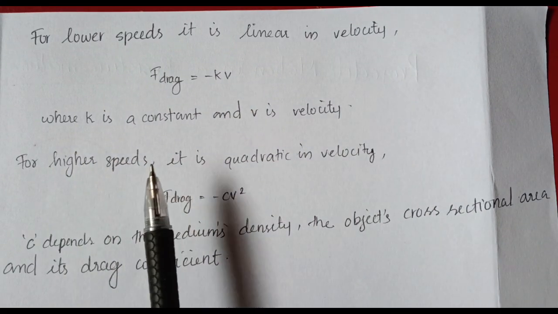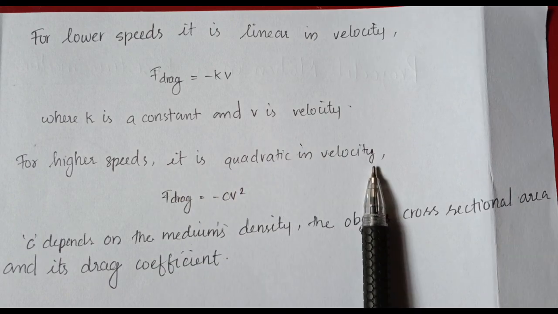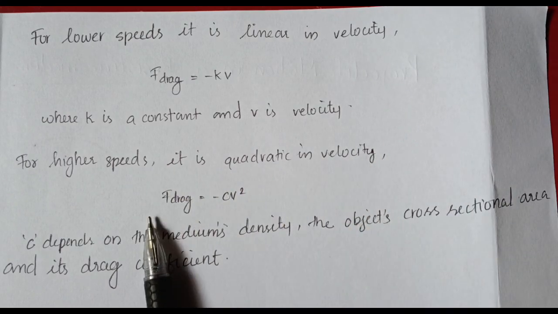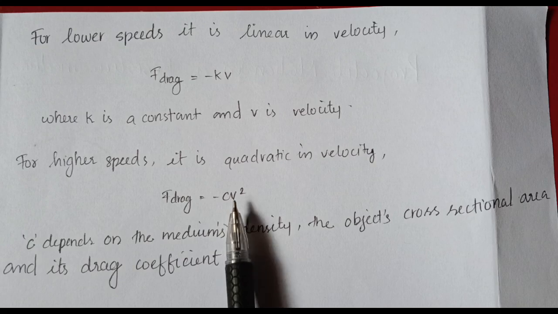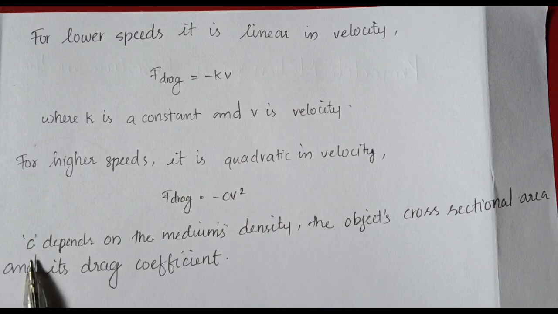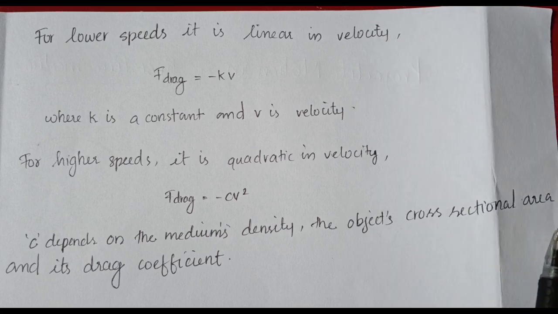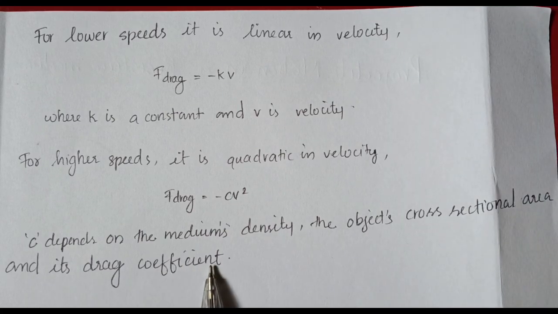For higher speeds, it is quadratic in velocity. We can represent it as F drag is equal to minus cv squared. C depends upon the medium density, the object cross-sectional area and its drag coefficient.